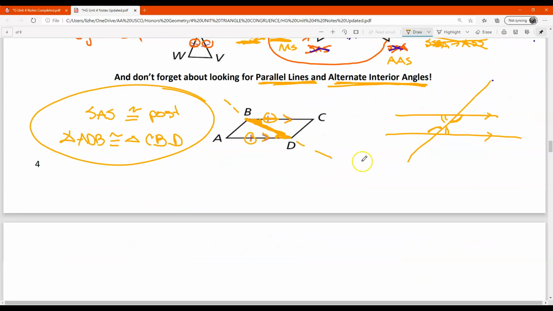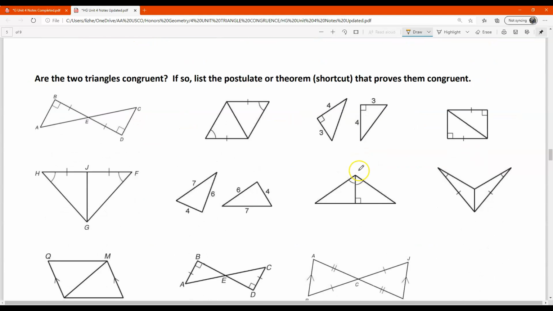Okay, so what we're going to do now is just some really quick problems here to say, are these two triangles congruent? If so, list the postulate or theorem, which means the shortcut that proves them congruent. So here we go. First one. I have this side equal to that side. I have a 90-degree angle, so I have that angle equal to that angle, and then I have vertical angles. Those are equal. So therefore, I have angle, side, angle. Angle, side, angle. So I would say, yes, they're congruent by angle, side, angle, congruence postulate.